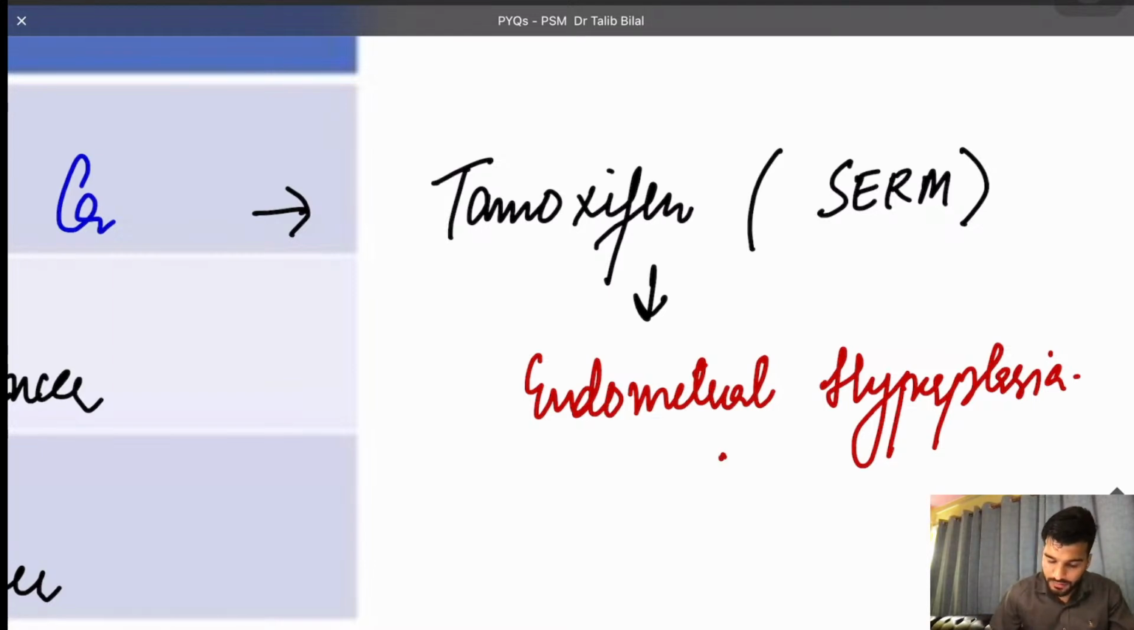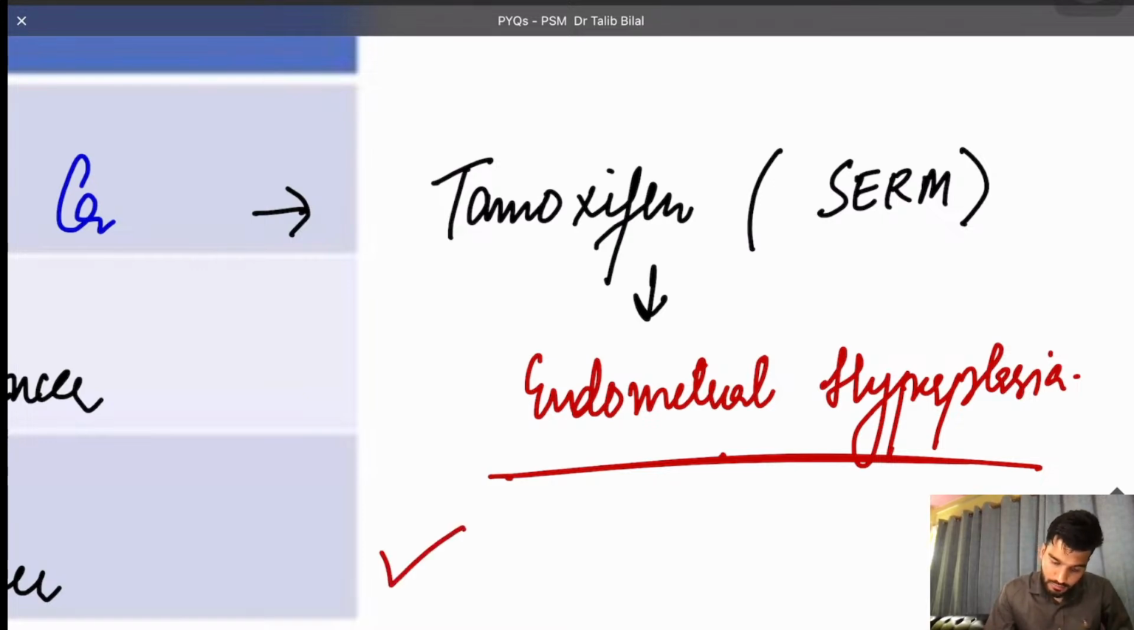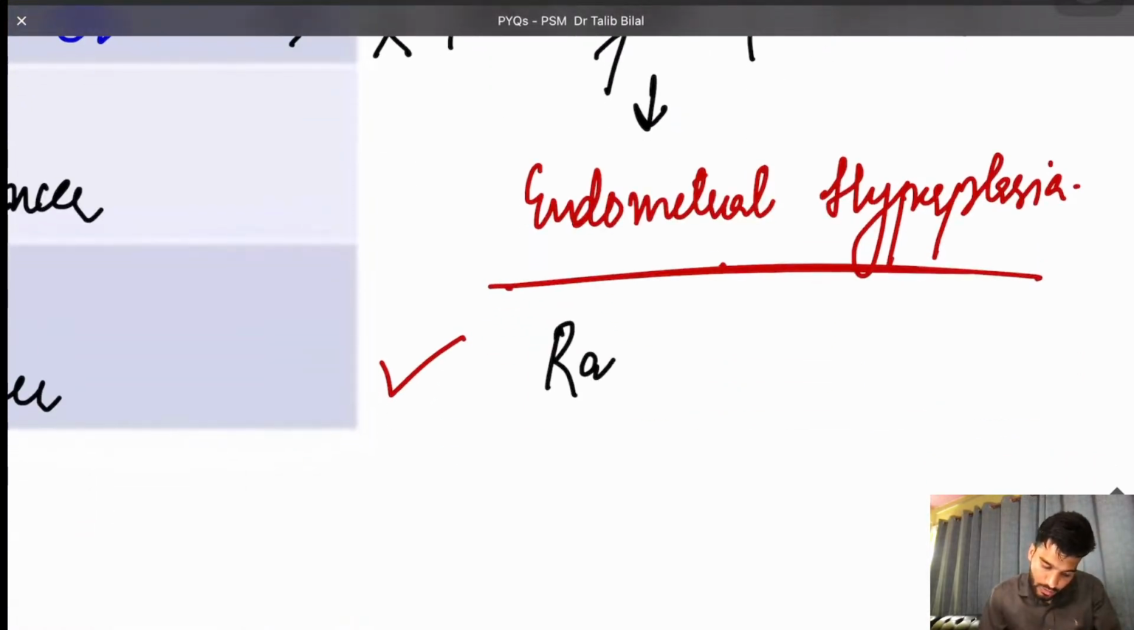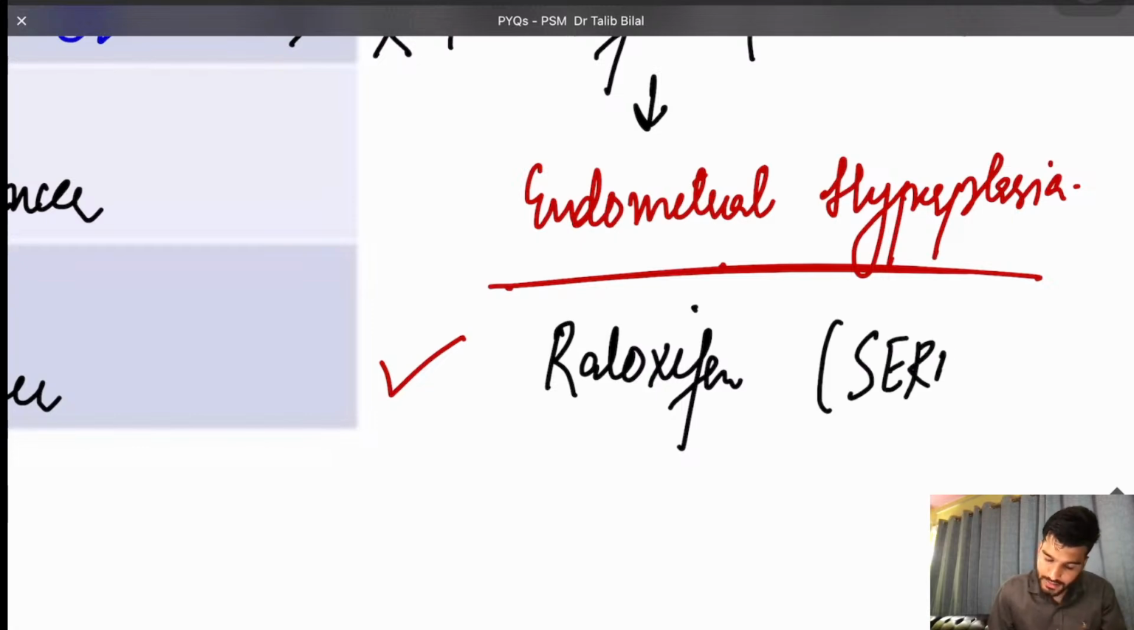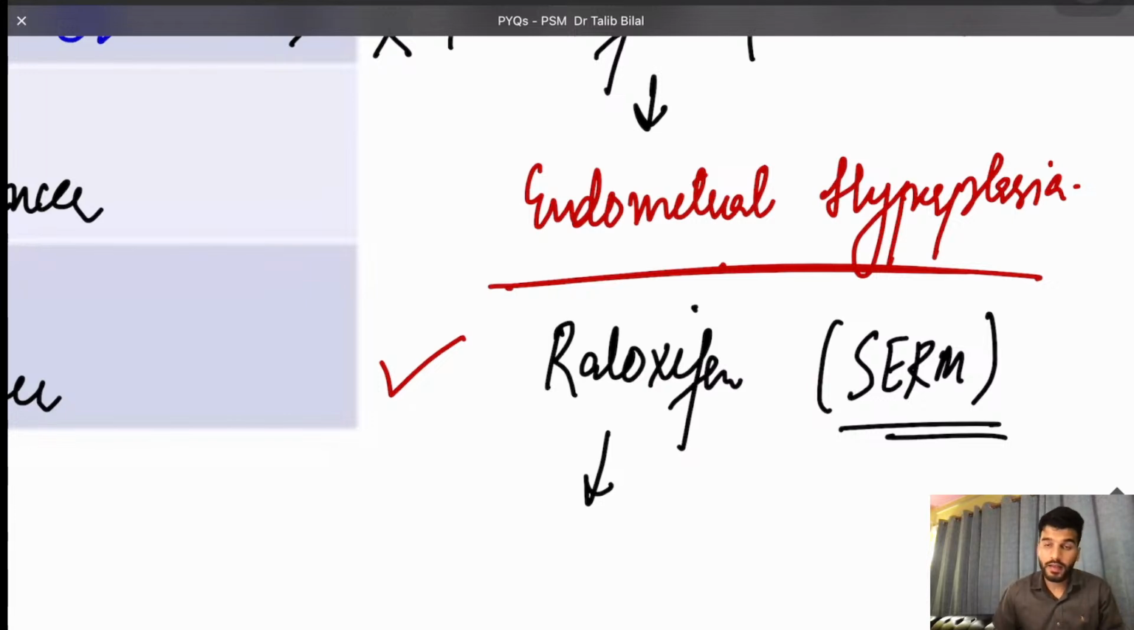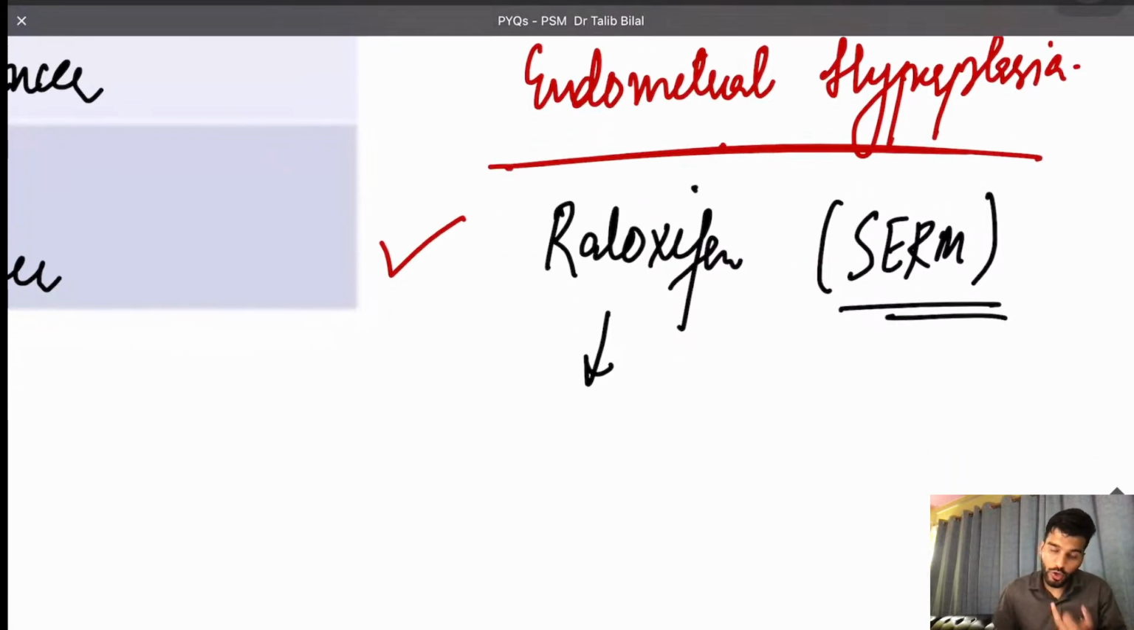That's why rather than using tamoxifen, we can use a safe drug of the same class, called raloxifene. Raloxifene is also a SERM and is a drug of choice in a patient less than 50 years of age. For osteoporosis, your drug of choice will be estrogen.